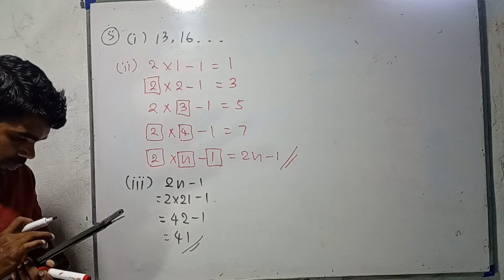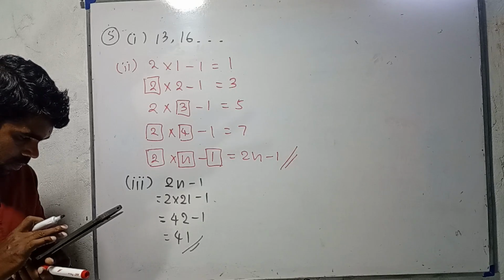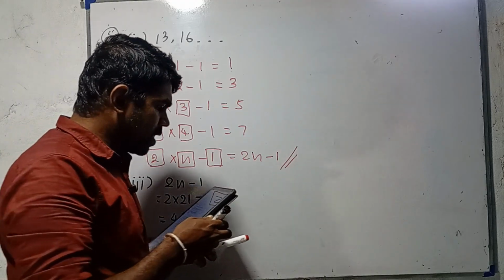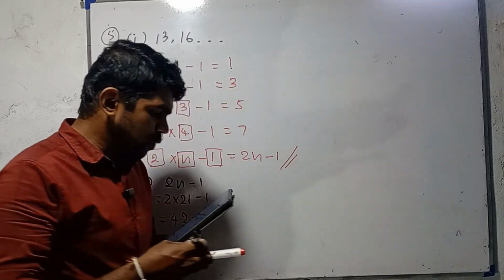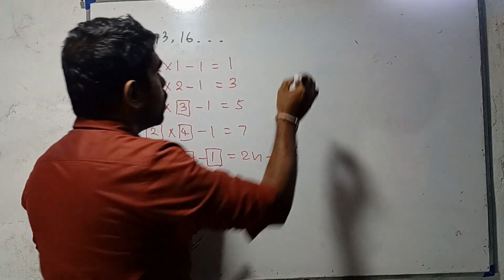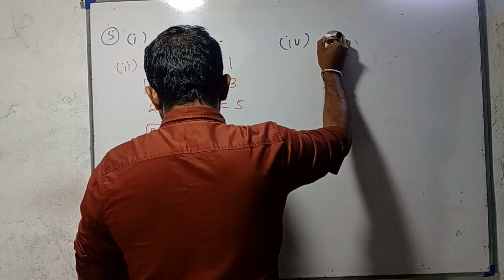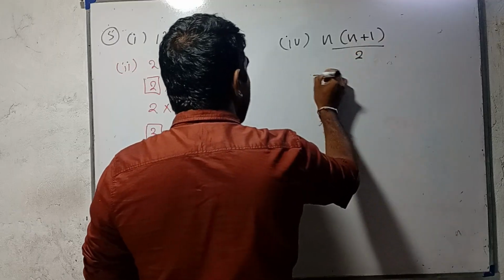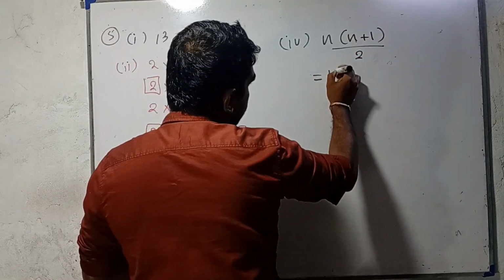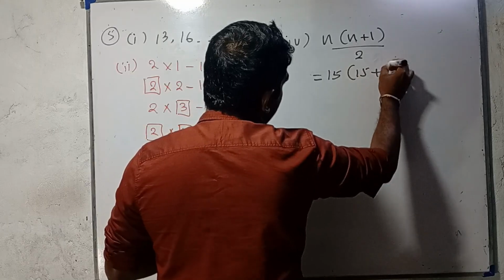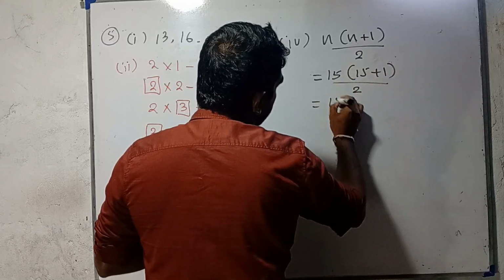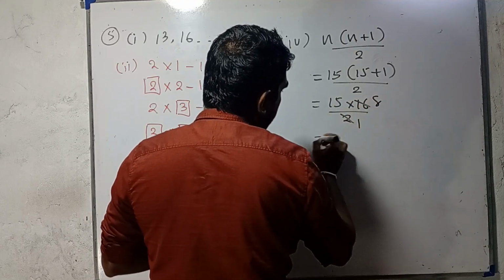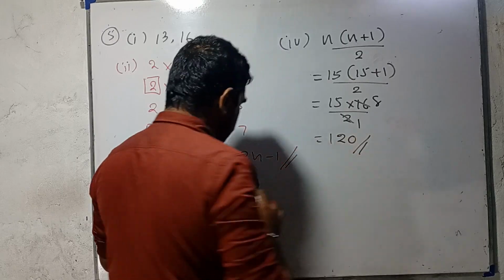In part 4, the general term of the triangular number pattern is n into n plus 1 divided by 2. Find the 15th triangular number. When finding the 15th triangular number, we have to substitute the n value as 15 in the given expression. N value 15 into 15 plus 1 divided by 2. 15 into 16 divided by 2. 16 divided by 2, 8. 15 into 8, 120.